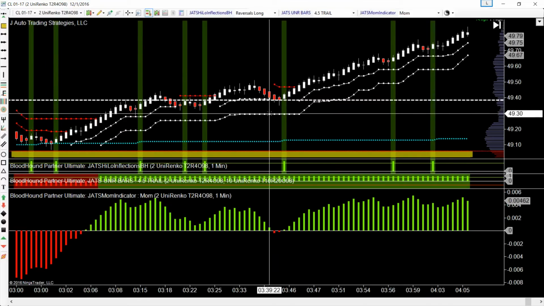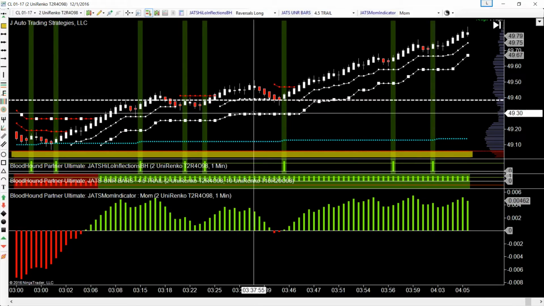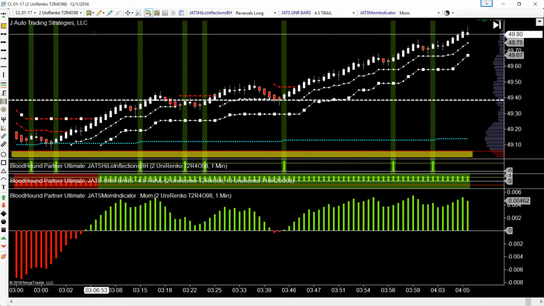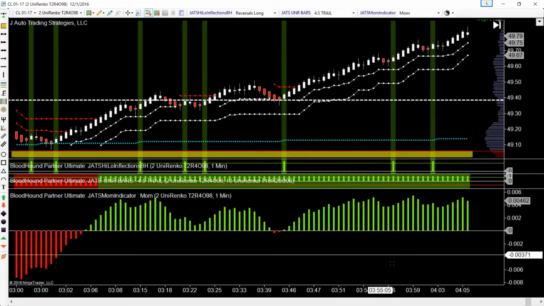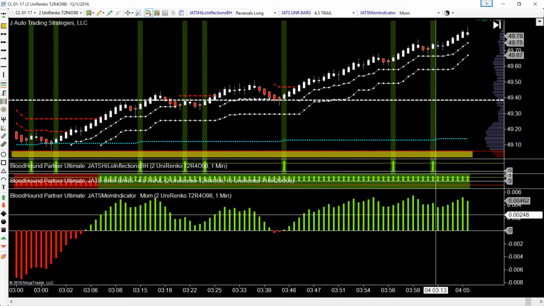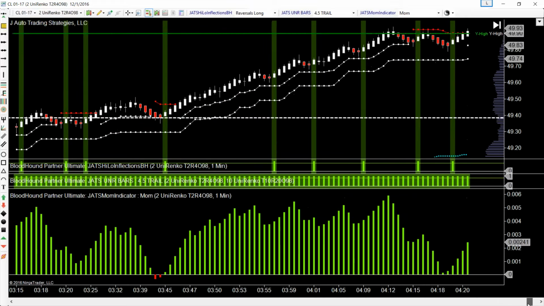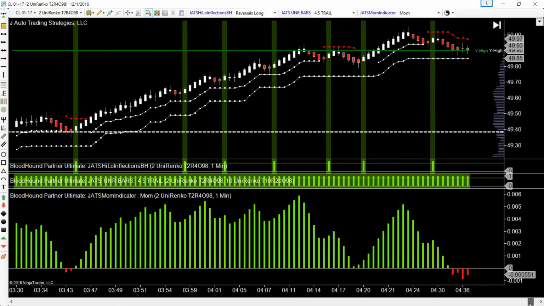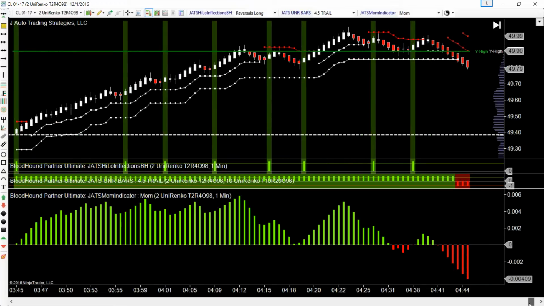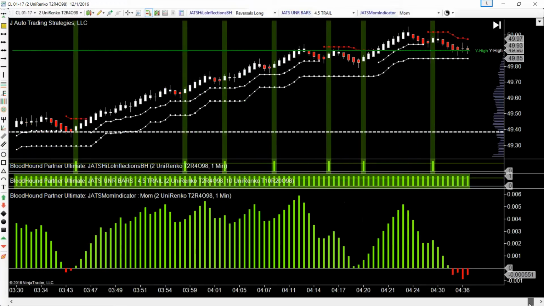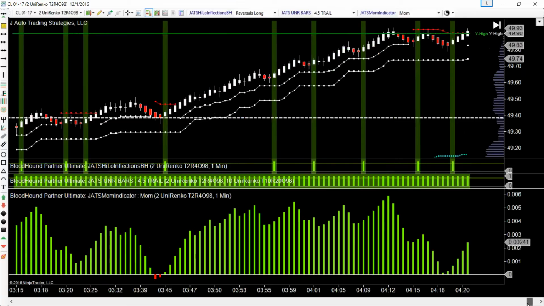And you can trail your lower volatility band on this small Unirenko bar. Momentum above zero, you've got your volatility, and you've got your pullbacks. So you can scalp, trend trade, do whatever, but that right there, my friends, is how to trade a trend.